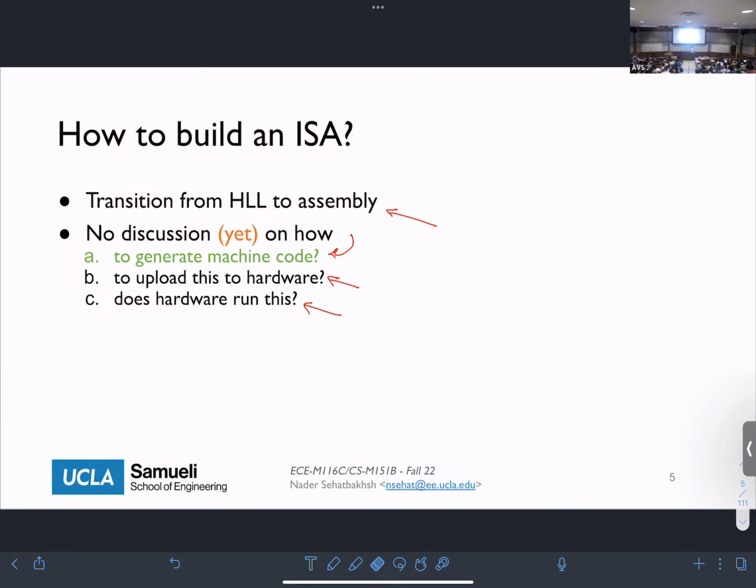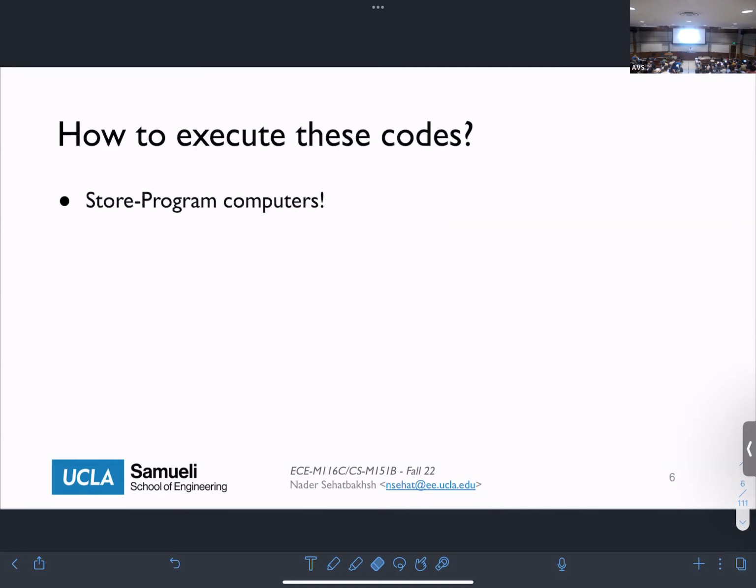Then what should we do, right? How the hardware understands this and how the hardware runs this. That's the main question that we want to answer today. So I told you about how we run things and think about instructions and machine code in hardware.